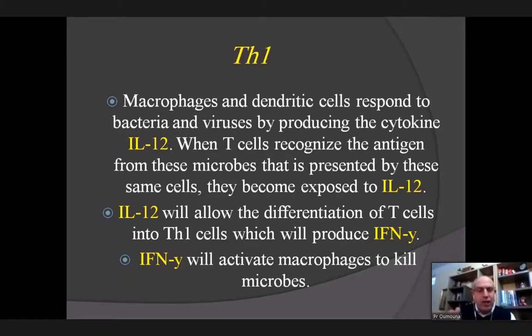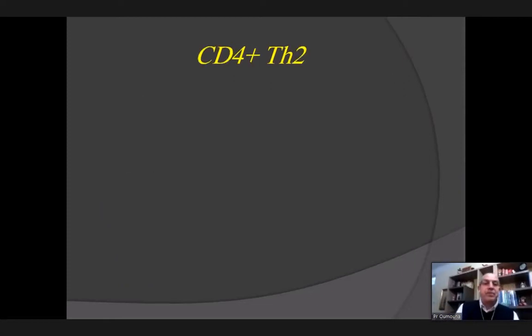The Th0 cell will receive the antigen and the interleukin-12. By being exposed to interleukin-12, it will become Th1, which secretes interferon gamma. Interferon gamma will be secreted to the macrophage, and the macrophage will be activated and kill more microbes.